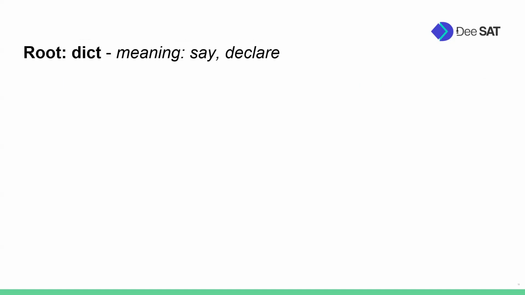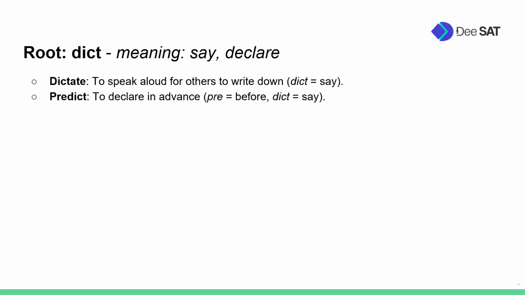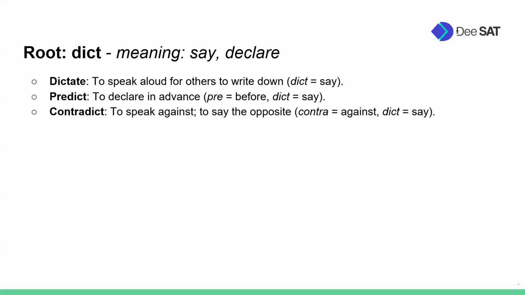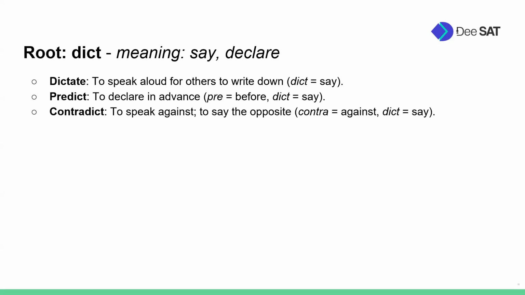The next word here, dict, which means to say something or declare something. For example, dictate or dictation, when you speak aloud for someone and the other person writes down. Predict, pre means before, dict means say, so predict would mean something which is said in advance. Contradict, contra means against, dict means to say. Thus, contradict means to speak against or opposite to something. By the way, dictaphone is also associated with the same root, as in a phone to which you can dictate, dictaphone.